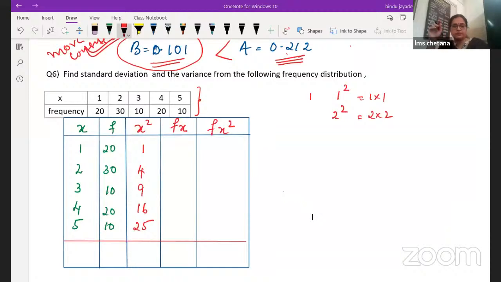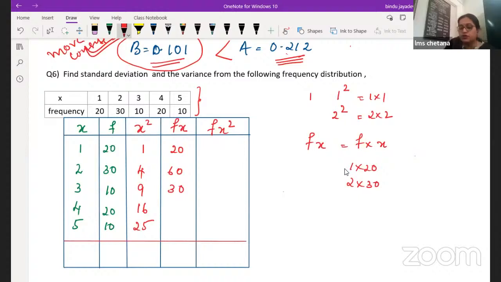Okay. Fine. Now next is F into X. What is the meaning of FX? F multiplied with X. That means these two columns, X and F, you are going to multiply. Therefore, first it is 1 into 20. That is 20. 2 into 30, write properly, that is 60. 3 into 10, that is 30.